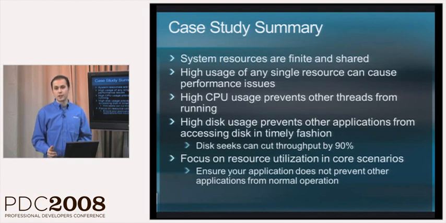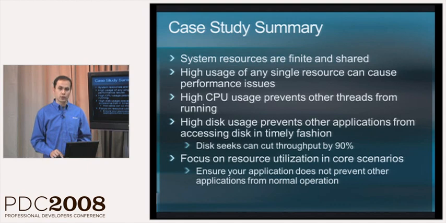And high CPU in particular, when you use a lot of CPU, you will be preventing other threads from running. And that could mean responsiveness issues. It could mean throughput issues. Invariably, as Sharif has mentioned, this means customer satisfaction issues. High disk usage, like we've seen in this case, can prevent other applications from accessing the disk in a timely fashion. And that can slow down your scenario by up to an order of magnitude, by up to 10 times.